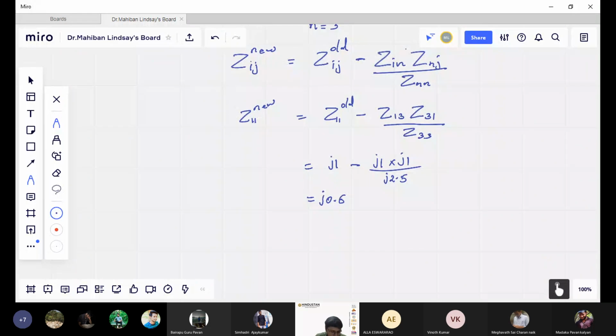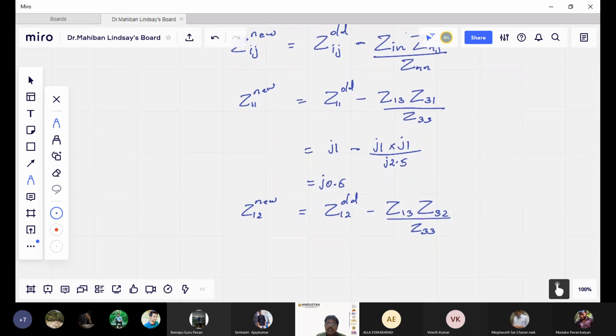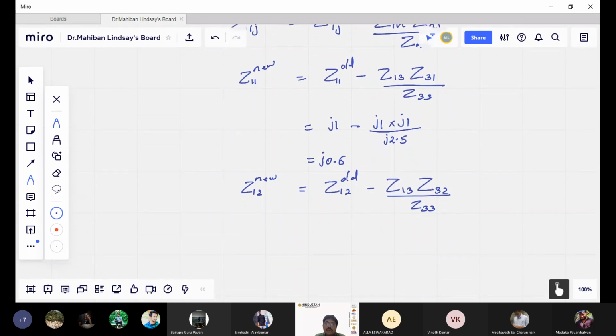Similarly, now I need to find Z12. Z12 is equal to Z21. We know that Z12 new is equal to Z12 old minus Z1n times Zn2 divided by Znn. Here i is equal to 1, n is equal to 3, j is equal to 2. So divided by Z33. Now we will substitute all those values from the previous Z bus.